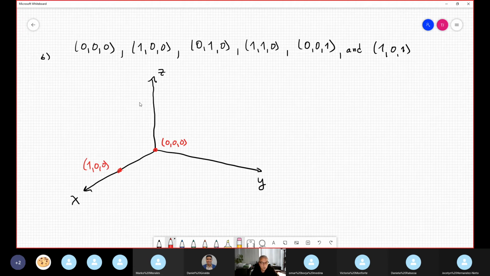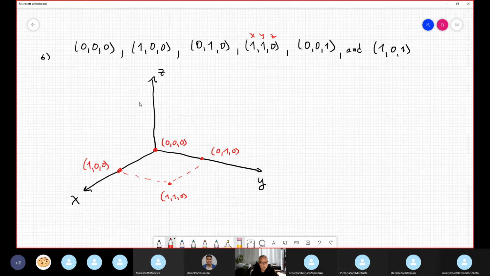The third point is 0, 1, 0 here. Good. The fourth point is 1, 1, 0. So this is X, this is Y, this is Z. So it's on the X, Y plane, no? Like that. This point is the point 1, 1, 0.